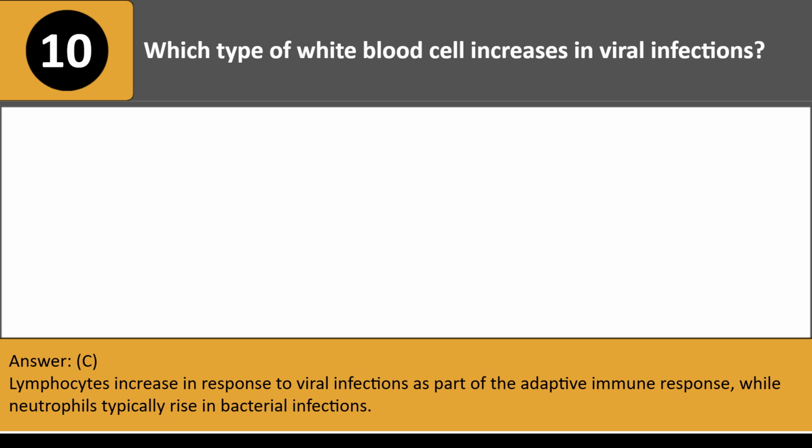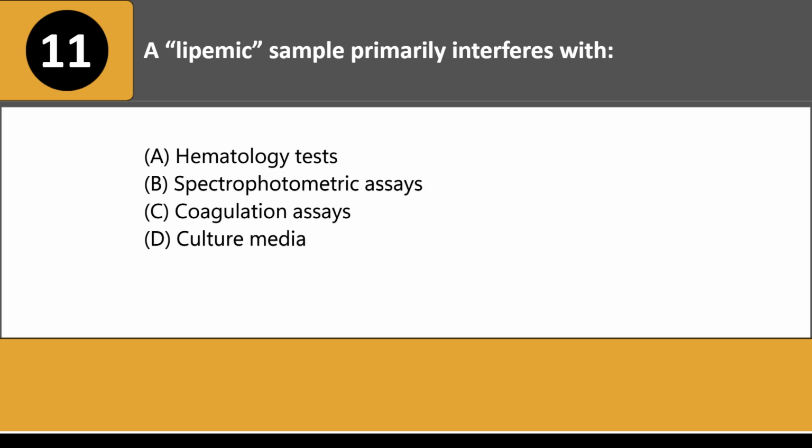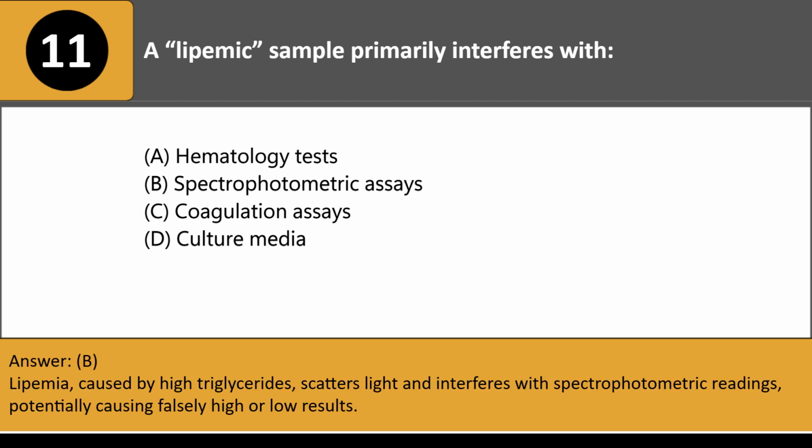A lipemic sample primarily interferes with A. Hematology tests. B. Spectrophotometric assays. C. Coagulation assays. D. Culture media. Answer B. Lipemia, caused by high triglycerides, scatters light and interferes with spectrophotometric readings, potentially causing falsely high or low results.